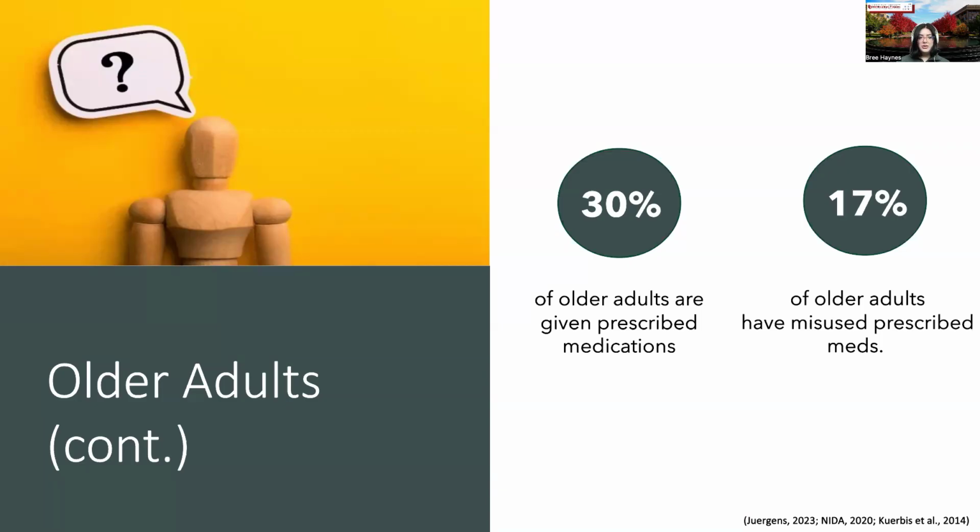So prescribed medications are more common among older adults in comparison to other age groups, and older adults are more likely to unintentionally misuse their prescribed meds. So 17% of older adults have misused prescribed medications. That's not to say that all of those people will develop substance use disorders, but it is to say that it's important to talk about how people are using their medications with them and look at things like medicine reconciliation, and just have that on your radar, especially when you're working with older adults.